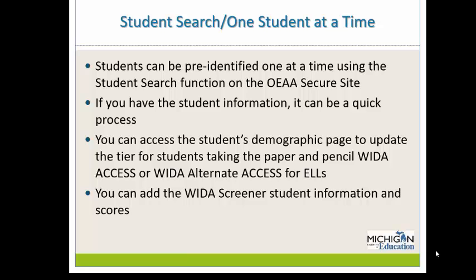You can also use this to change the student's tier if they are taking the paper and pencil WIDA Access or the WIDA Alternate Access for ELLs. When you are ready to enter the WIDA Screener scores for students, you can also enter them through the student search function, the same as you would for pre-identification.